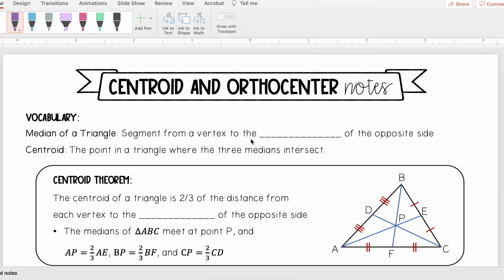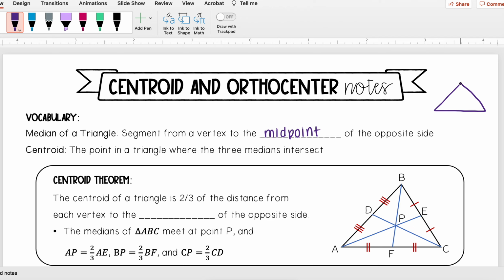Hello everyone. Today we will be learning about centroid and orthocenter, which we find in triangles. So first, for some vocabulary, in centroids we're really going to be looking at medians of triangles. And the median of the triangle is the segment from a vertex to the midpoint of the opposite side. So for example, let's see if I had this triangle.